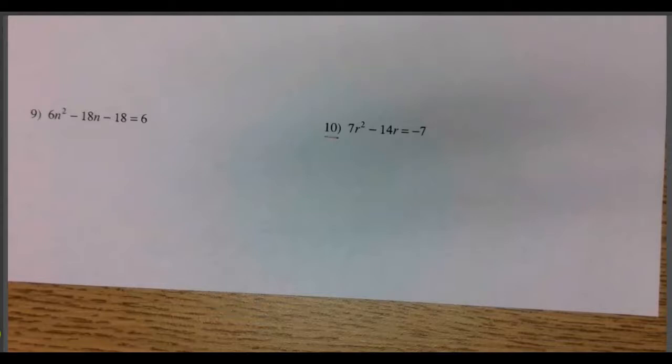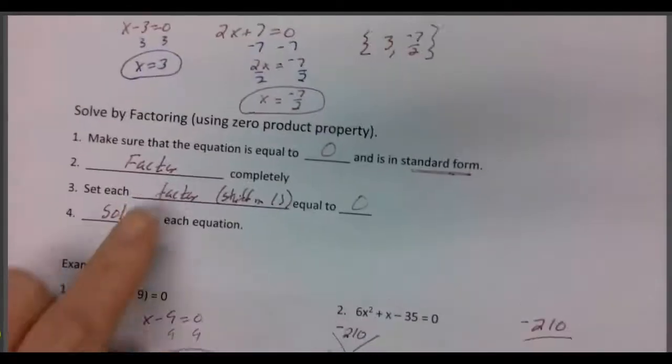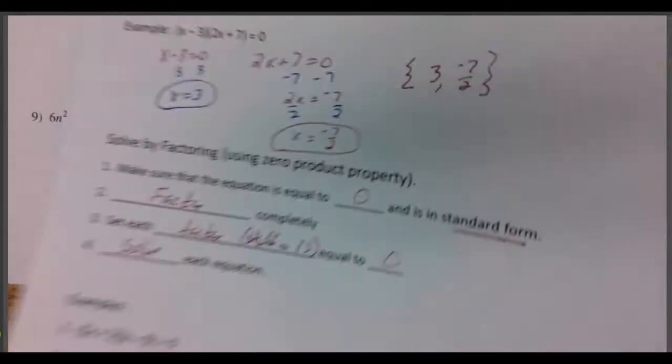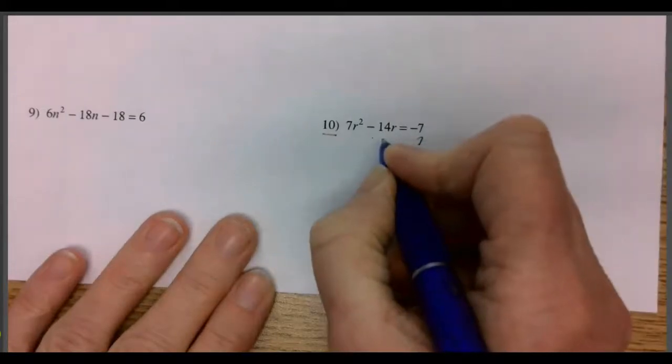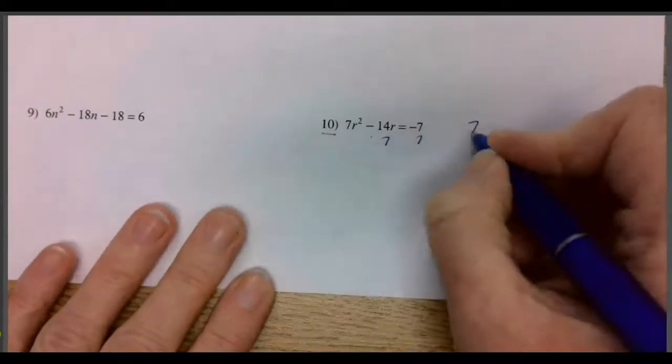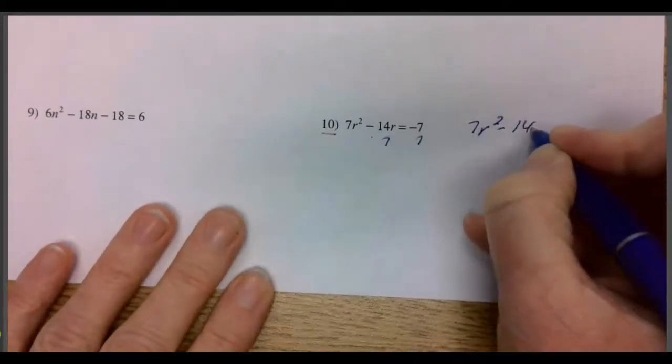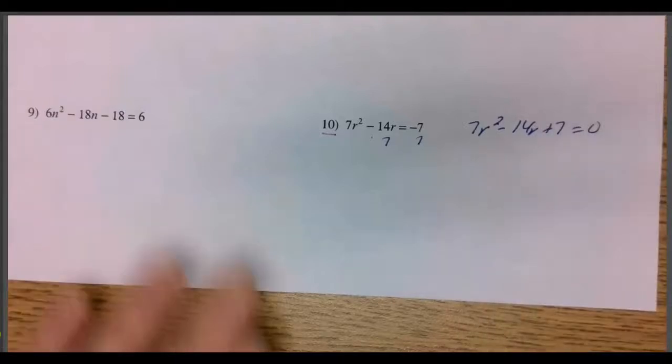Okay, so look at this one. Let's look at our steps. Make sure each equation is equal to 0. It's not. So the first thing I have to do is move that 7. Now I'm going to get 7r squared minus 14r plus 7 is equal to 0.